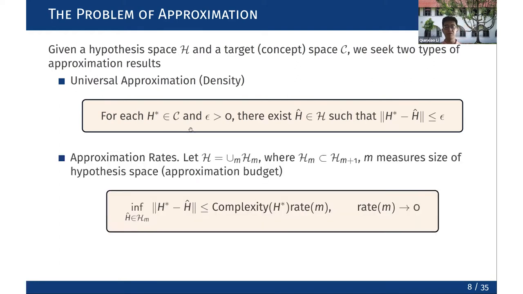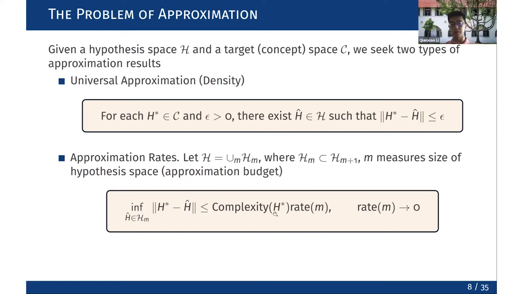And the second problem is a more fine-grained version of the first one. This has to do with approximation rates. So assume that your hypothesis space H can be written as a union of different hypotheses of budget or size M. So this M is a measure of how complex the hypothesis space is. And so it's an increasing sequence. So we sometimes also call it approximation budget. And a result in the form of approximation rates basically says that if I take any H star in C and find the best approximation error within my hypothesis space, but with a limited budget M, then how fast does this error go down as a function of M?